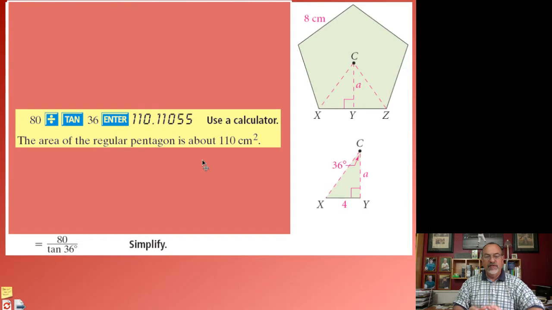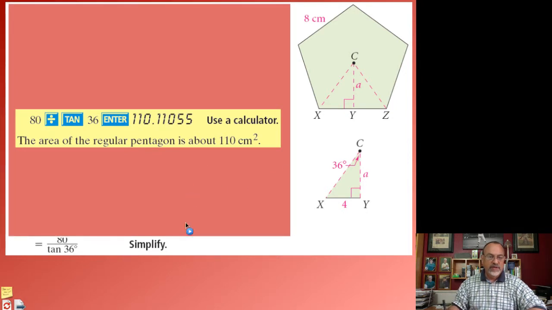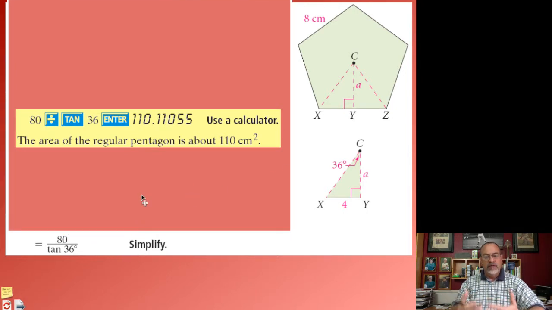So again, there's nothing different in this lesson. We haven't changed anything. All of the things that we're using are things that we've used before: tangent ratios or trigonometry, the 360 divided by the number of sides, calculating the apothem. All of that material is still the same. We're just using the trigonometric ratios because of what we end up with in our triangle.